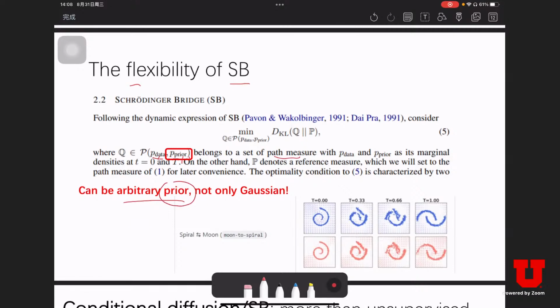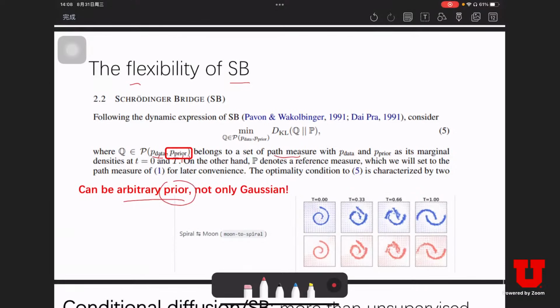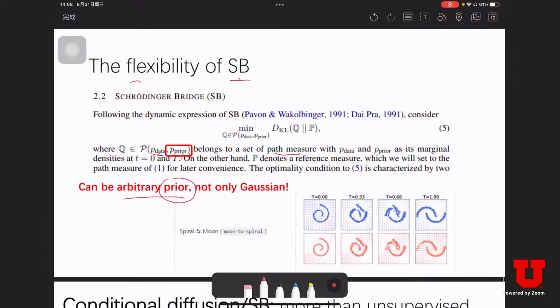Then all the formulation makes sense, because you run some Markov chain, you have to build the time-evolving SDE, and finally get the Gaussian. However, if you change the Gaussian to another distribution, such development of your diffusion model all fails, does not work. However, under the framework of the Schrödinger bridge, you can set the prior to any distribution you want.